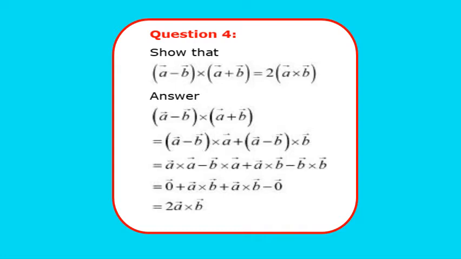B cross B. And we know that A cross A is equal to 0, and similarly B cross B is equal to 0. So we are getting A cross B plus A cross B, because A cross B is equal to minus B cross A. Remember this point, A cross B is equal to minus B cross A. So we are getting 2 times A cross B. Clear? So pause and note down the solution.